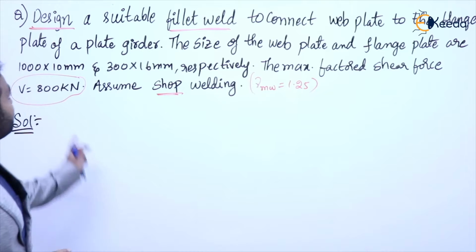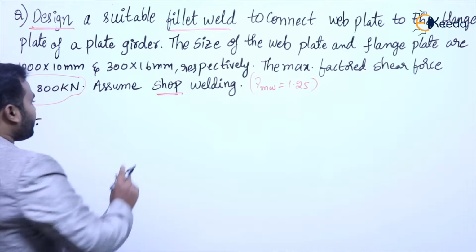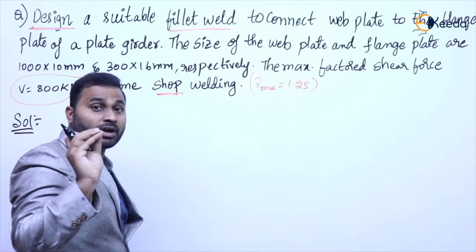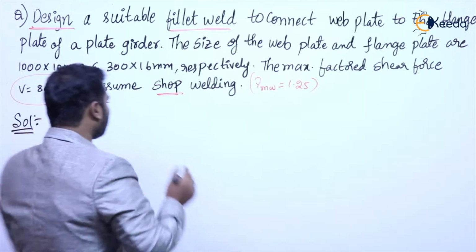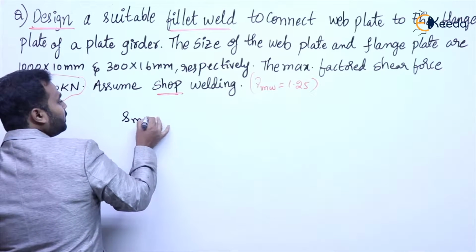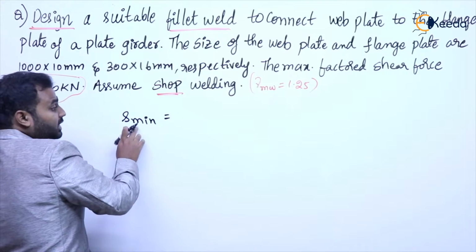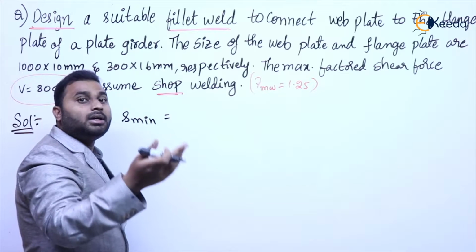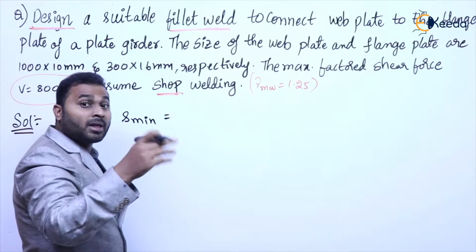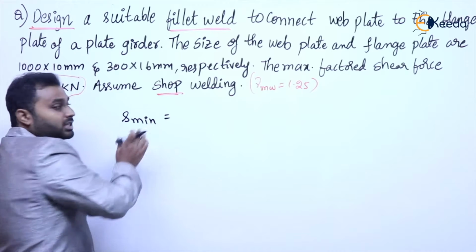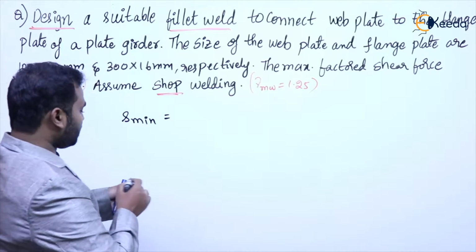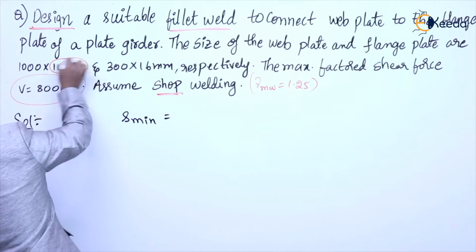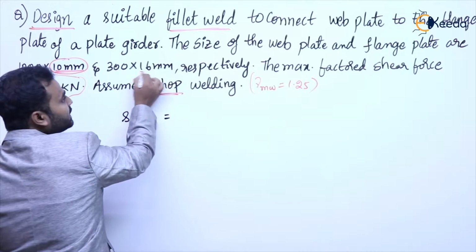Let us go with the procedure for finding the size of the fillet weld. For finding the size of the fillet weld, we have some provisions related to the size. What are those provisions? S minimum, the minimum size. This minimum size depends upon the thickness of the thicker plate. Here, what are the plates to be connected? The web plate has a 10 mm thickness, and the flange plate has a 16 mm thickness.